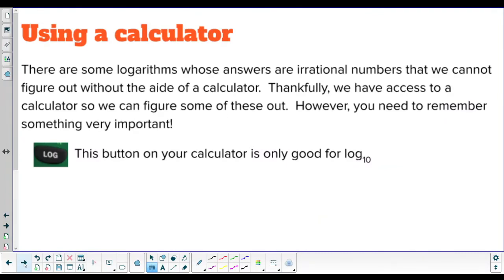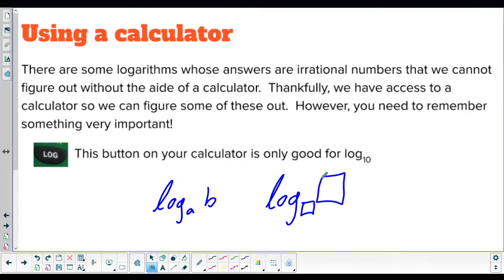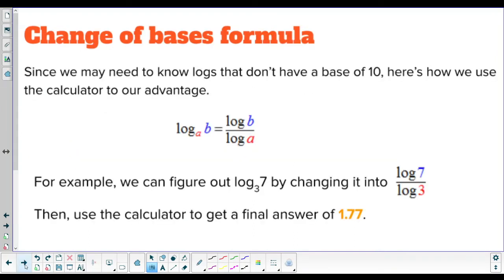All right. So using a calculator, some calculators do have a log AB button. When you put this in your calculator, it'll say log and put a little box for you to type the base and a box to type the argument. But not all of them have that. So we're going to have to use log base 10. So let me show you the change of base formula.